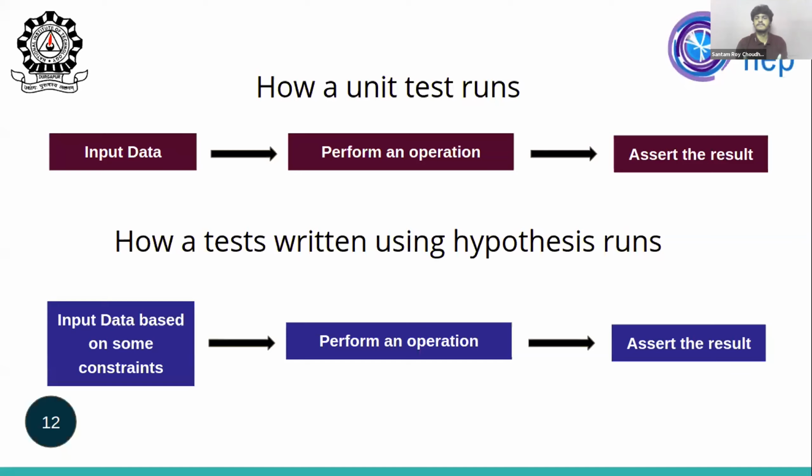Here are the different workflows showing how a unit test differs from a property-based test. As you can see, in the first step we are hard-coding the input data in the unit test, whereas in the property-based test, we are defining the properties and letting the computer decide which inputs to generate based on those properties.